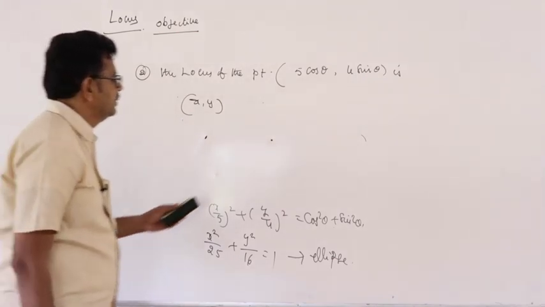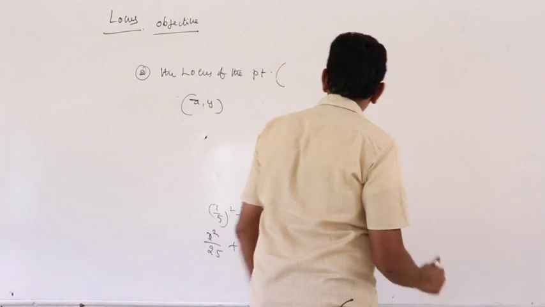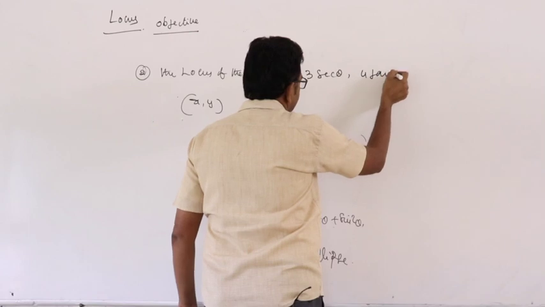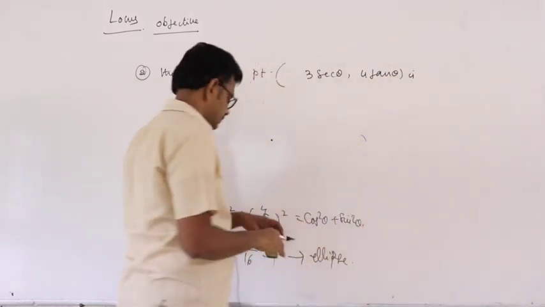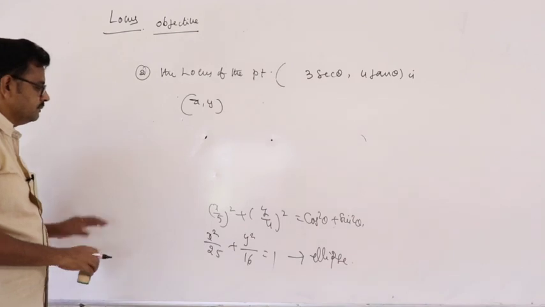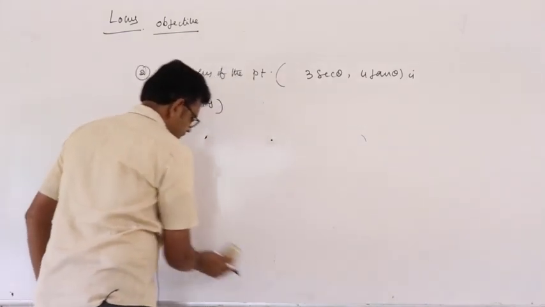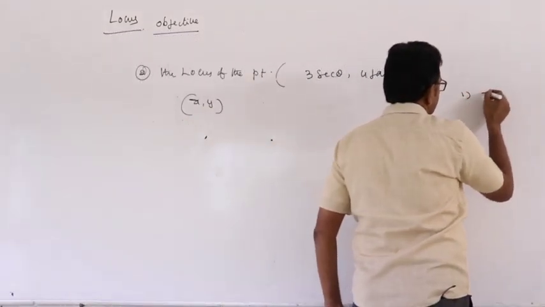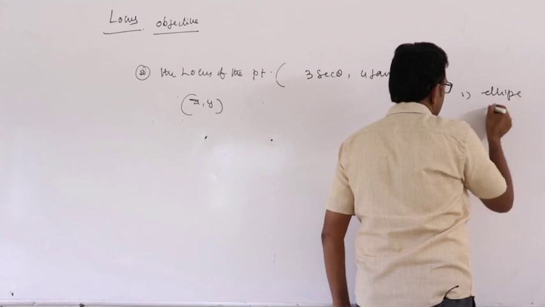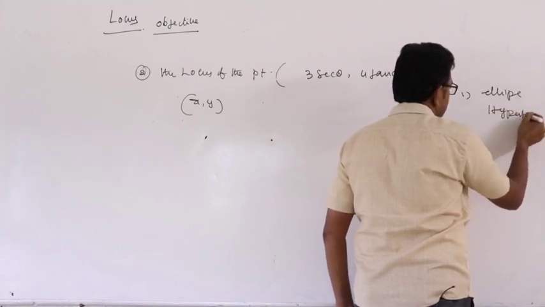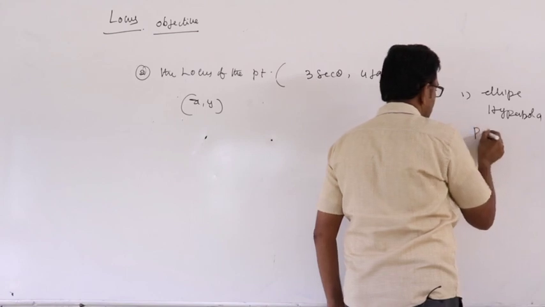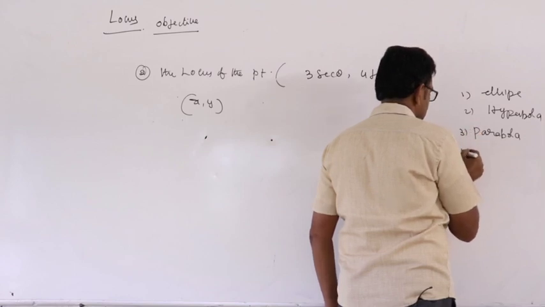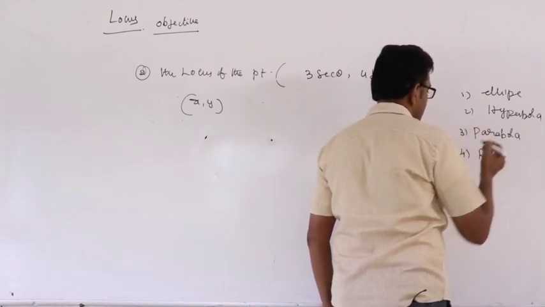Next one, the locus of the point (3 secant theta, 4 tan theta) is. Locus of the point. Here the options are ellipse, hyperbola, parabola, rectangular hyperbola.